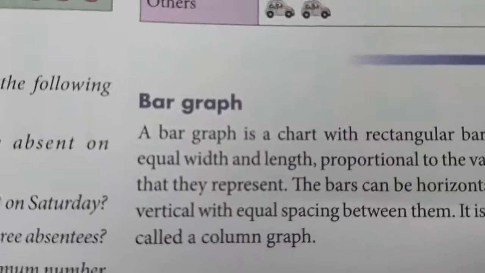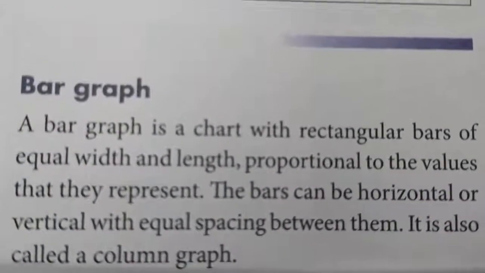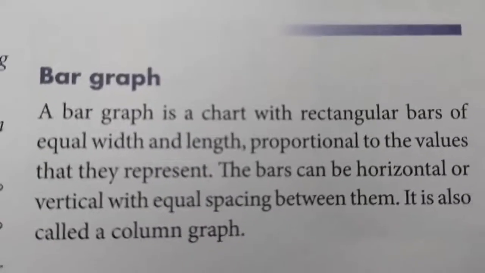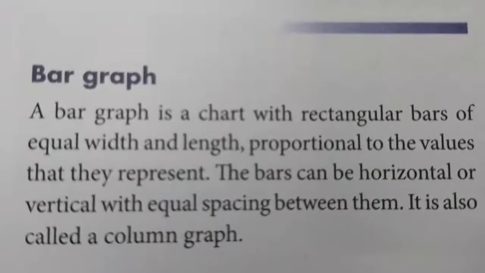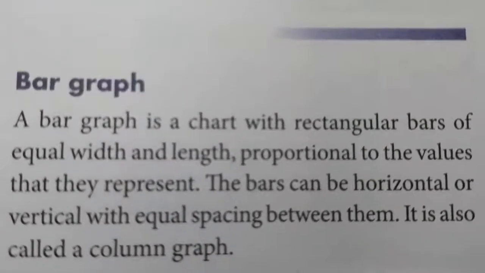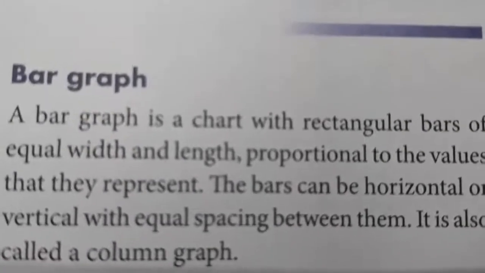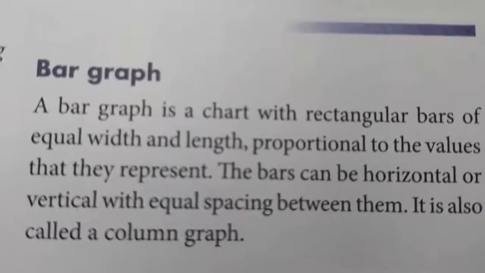Let us see bar graph. A bar graph is a chart with rectangular bars of equal width and length proportional to the values that they represent. The bars can be horizontal or vertical with equal spacing between them. It is also called a column graph.